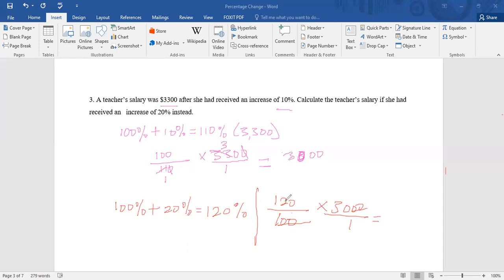I can take off these 2 zeros with those 2 zeros, and we can use our calculator. 120 times 30 will give us $3,600. So this will be our answer, 3,600.